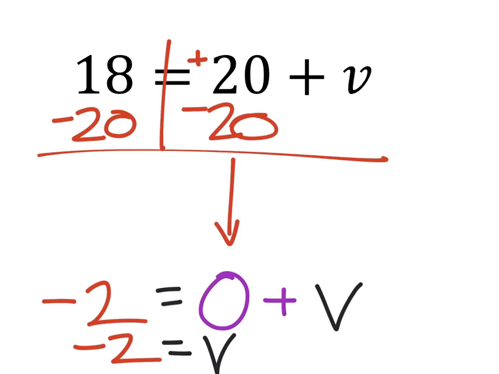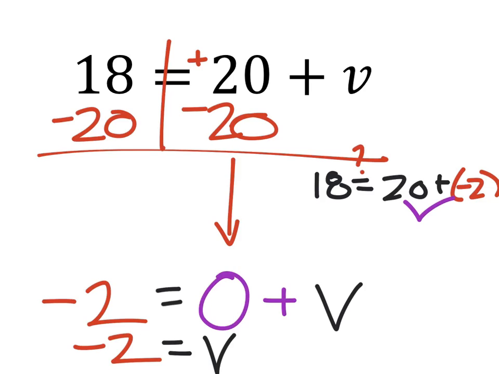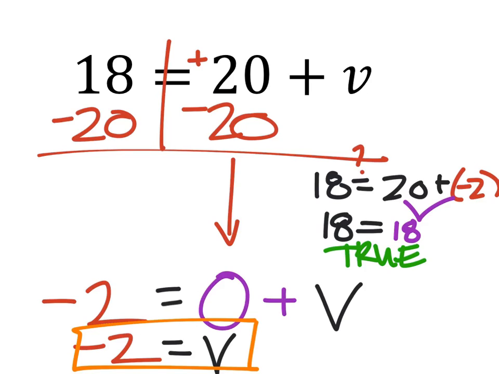So you could check, you could say, let's show the full thing. 18 equals 20 plus v. This is the equation they gave us. But right now, we think that v equals a negative 2. All right, so we'll check for truthfulness on this. And 20 plus negative 2 is 18. Yeah, that's a true statement. And since it is true, now I would feel a lot more confident about my answer down here. Negative 2 equals v.